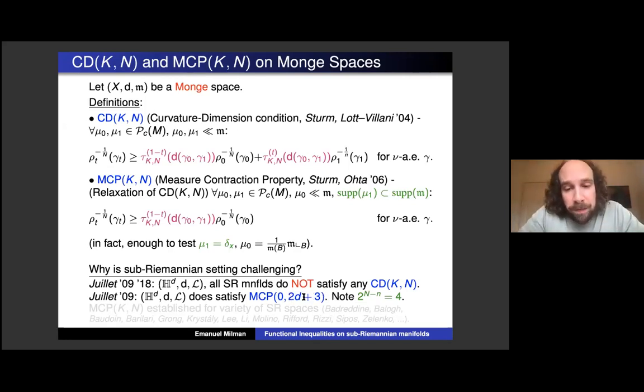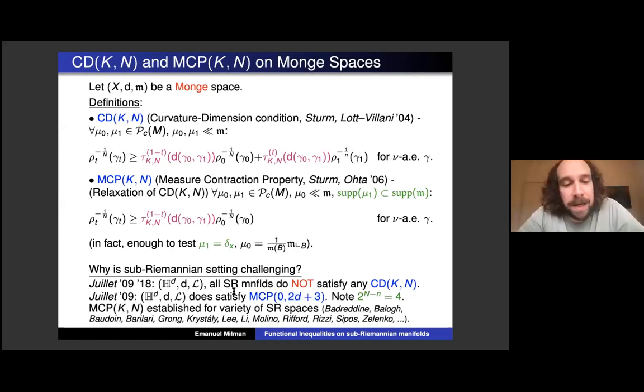And already note that if you denote this by capital N and the topological dimension by little n, you have this amazing formula: 2 to the power of capital N minus little n is equal to 4. And this 4 exactly explains why we get the 1/4 in all of our results. It's exactly from this expression, okay? So, of course, the MCP condition turns out to be pretty useful in the sub-Riemannian setting. And indeed, many authors have established the MCP condition on a variety of sub-Riemannian manifolds, such as the ones that I've alluded to in my slides with the results. Okay, so this is well known, and this was the starting point of our work.